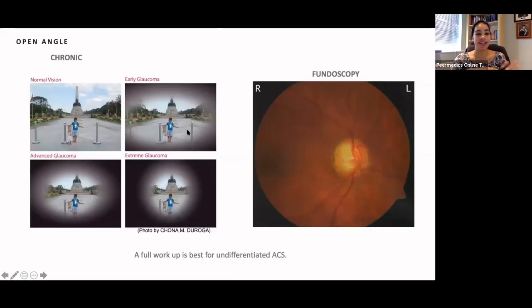Okay, so open angle is a chronic picture. They have progressive symptoms, and usually they won't even realize they've got the symptoms until you get to the late, early and advanced glaucoma stages, and they get that loss of the peripheral visual fields, but the central vision is retained or preserved. And on fundoscopy here, this is the cup and this is the disc, and the cup is well over half of the total diameter.